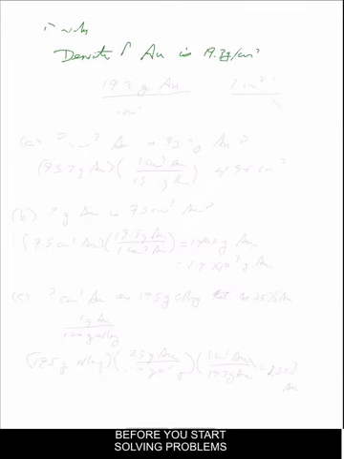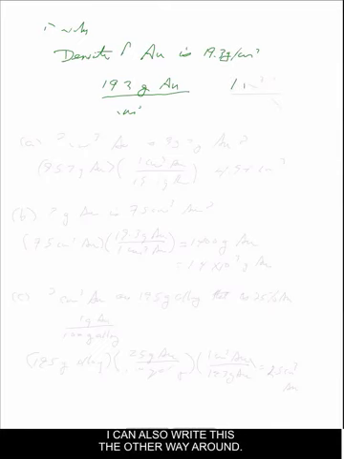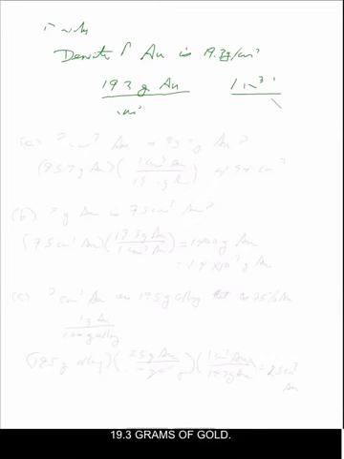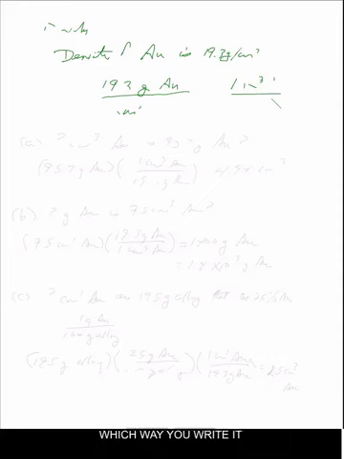Before you start solving problems with this given density, it would again be a good idea to write down explicitly what that means. This means I have 19.3 grams of gold for every 1 cubic centimeter of gold. And just like those percentage conversions, I can also write this the other way around. 1 cubic centimeter of gold is the same thing as 19.3 grams of gold. As always, conversion ratios can be written one way or the other. Which way you write it depends on what your given values are and what you're trying to convert something to.